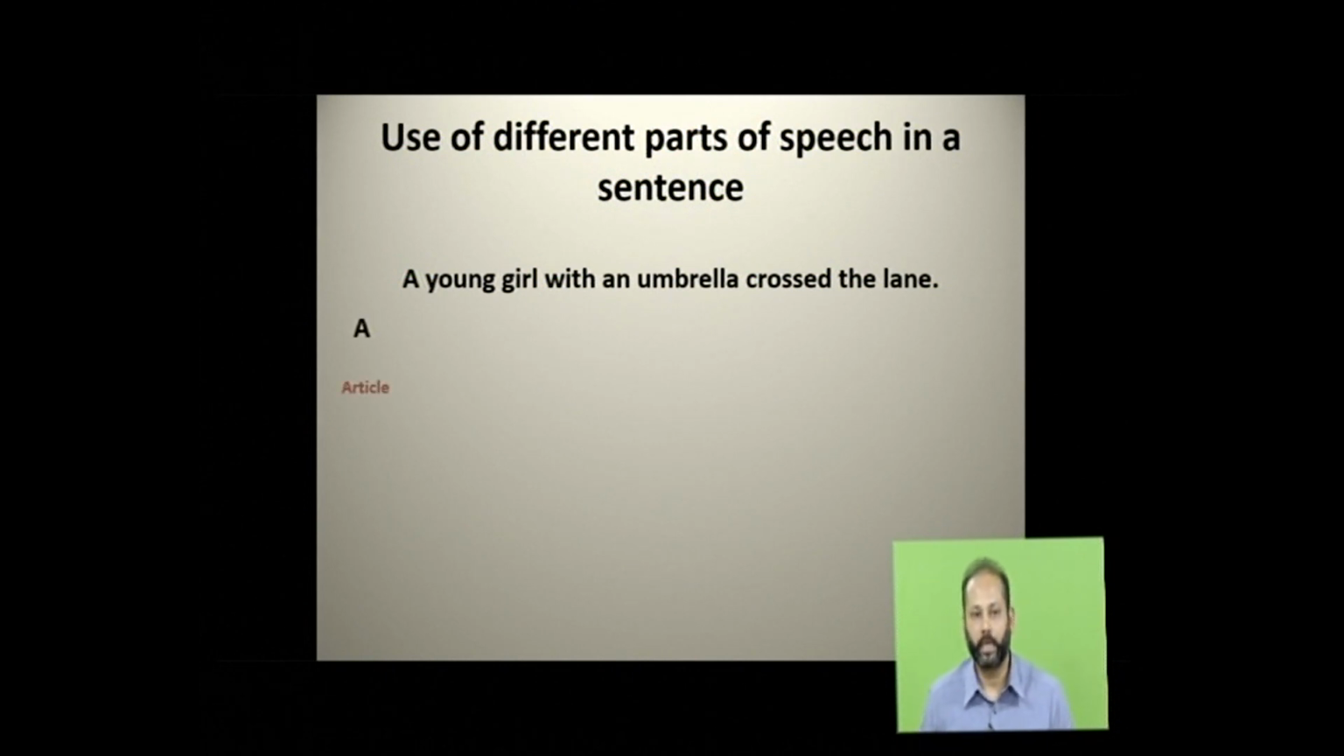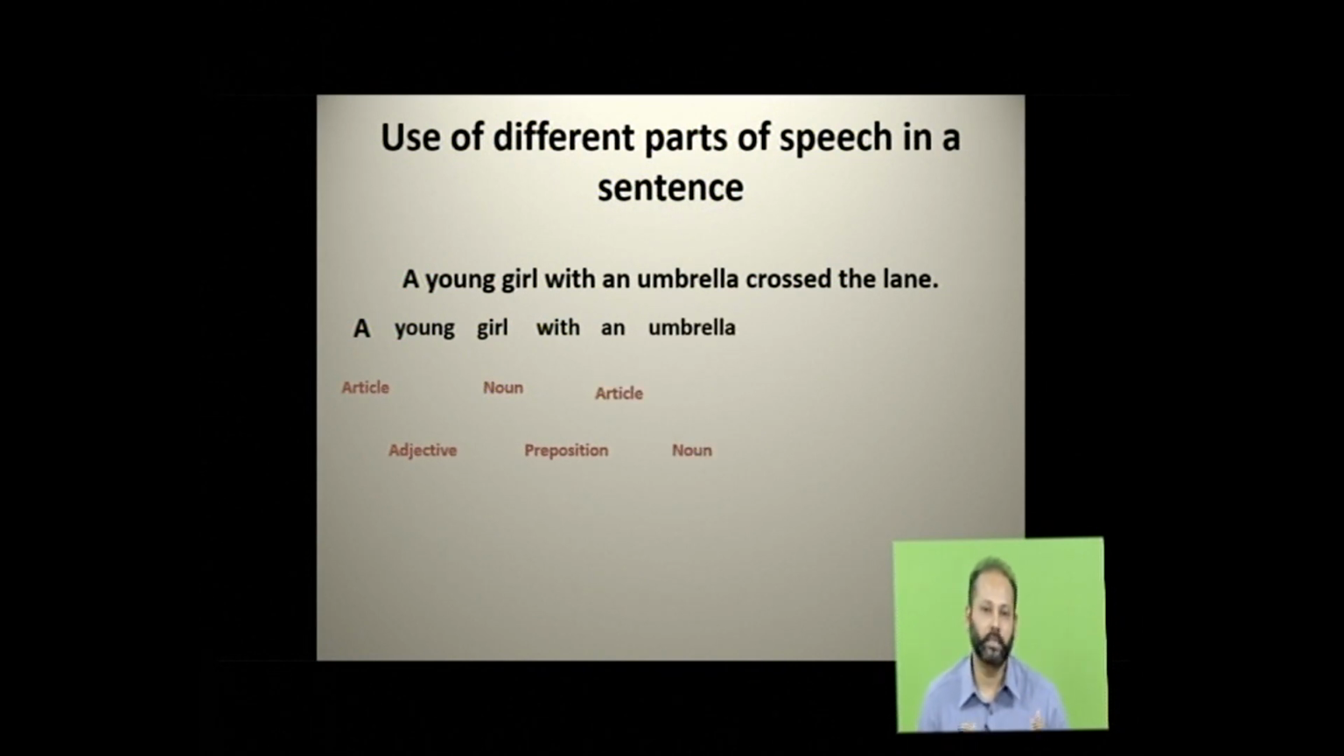Okay. First of all, A is an article. Then young, what is young? Tell me. It's an adjective. Then girl is a noun. Then with an umbrella, this is a prepositional phrase. With is a preposition, and again an article, and then umbrella is a noun. Now you see the placement of noun. Where actually is a noun used? It's used mostly in the subject.